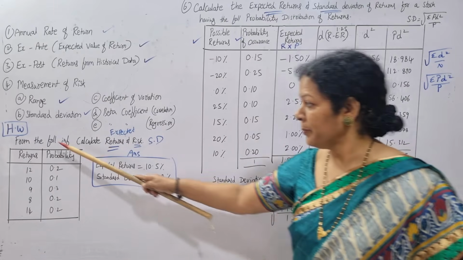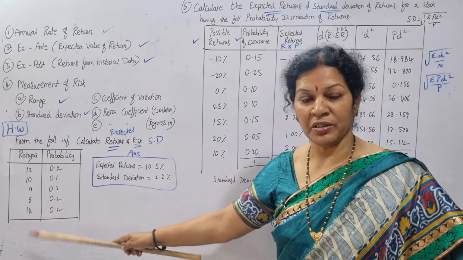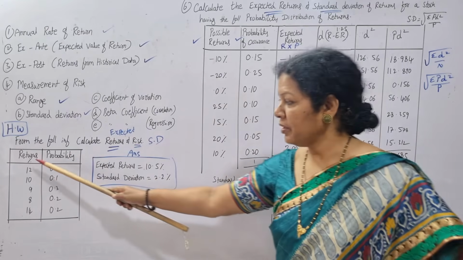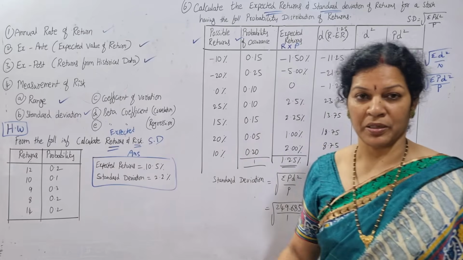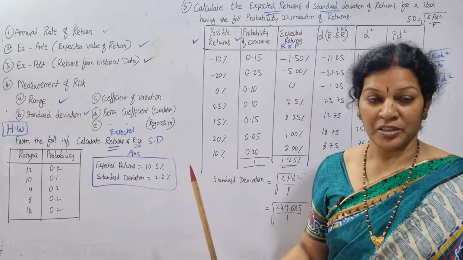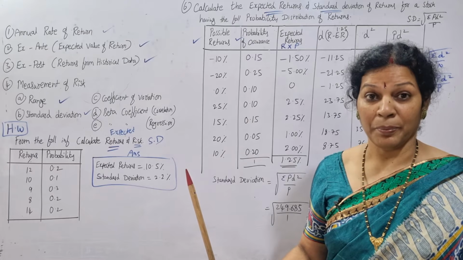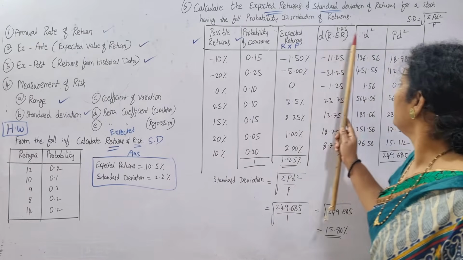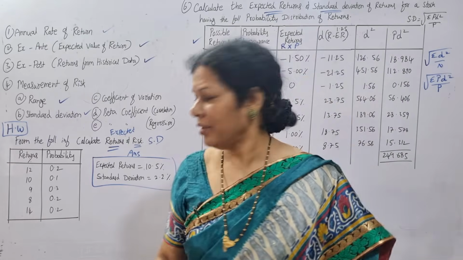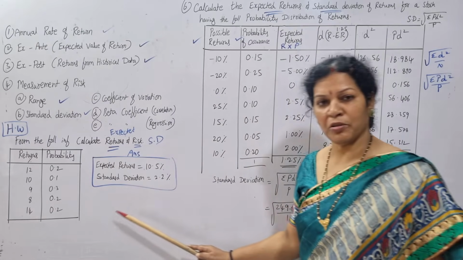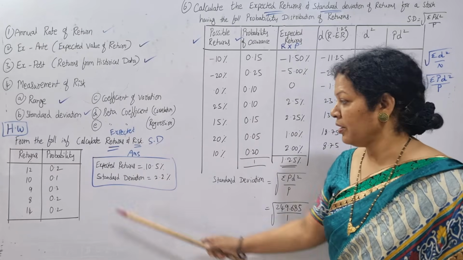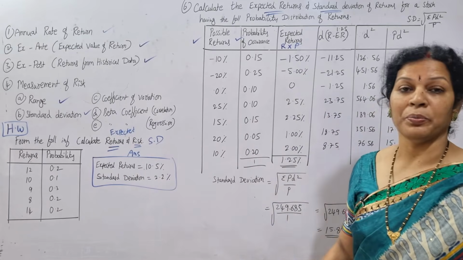Anyhow, I explained to you. If returns and probability are given to us, expected returns, same like this problem. If you multiply this, you get expected returns. Then after that, deviation. Then d square. Then after that, p into d square. So here, pd square. Apply the same formula. Ultimately, the answers are also given. Expected returns are 10.5% and standard deviation 2.2% you have to get.